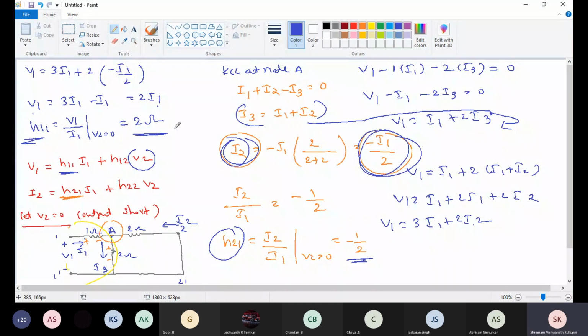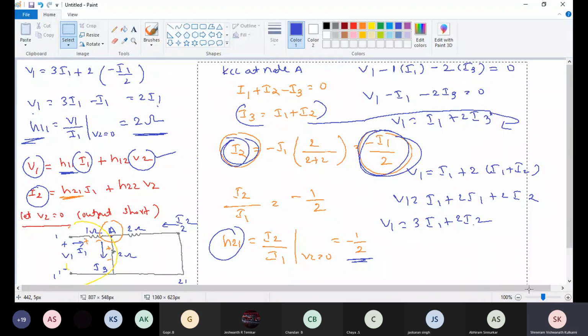Fine. Now what I told, I am going to make independent sources, independent values, that is V2 and I1 equal to 0. Here V1 and I2 are dependent, I1 and V2 are independent. So in the first case I made V2 equal to 0, I calculated H11 and H21. Now what I am going to do? Tell me, second case. Which parameter do I need to consider as 0?